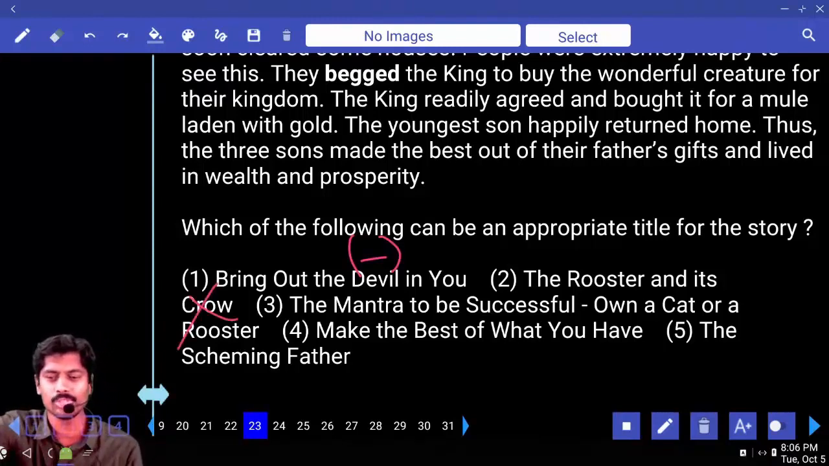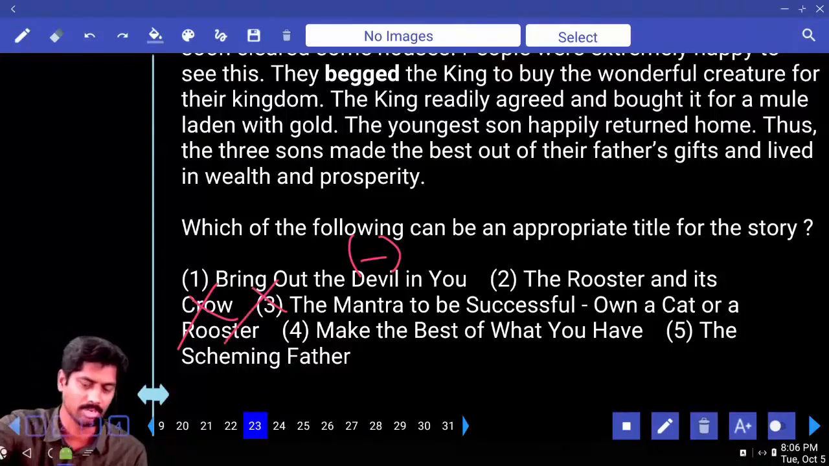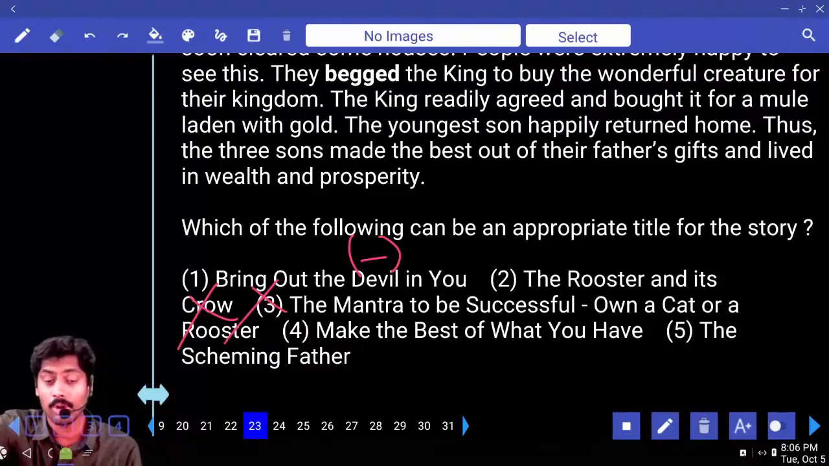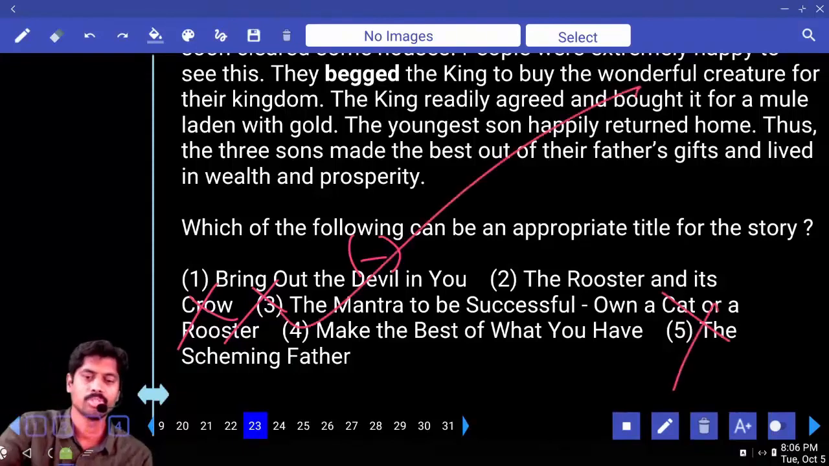Own a cat or a rooster. Buy a cat or a rooster so that you can become successful. Success mantra, no. Make the best of what you have. Yes. Scheming father. Answer is 4th option.